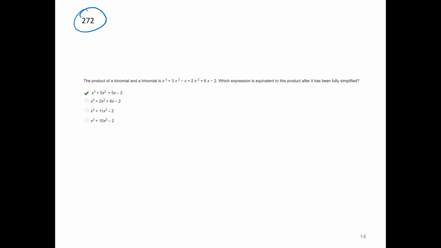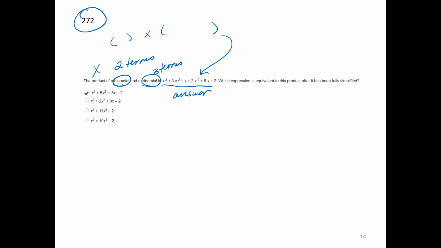All right, so the product of a binomial. Keyword product, it means times. Binomial just means 2 terms. Okay, so these are the 2. And a trinomial. Trinomial means 3 terms. Okay, so this is your answer. Once you take the 2 terms times the 3 terms, it equals that thing right there.